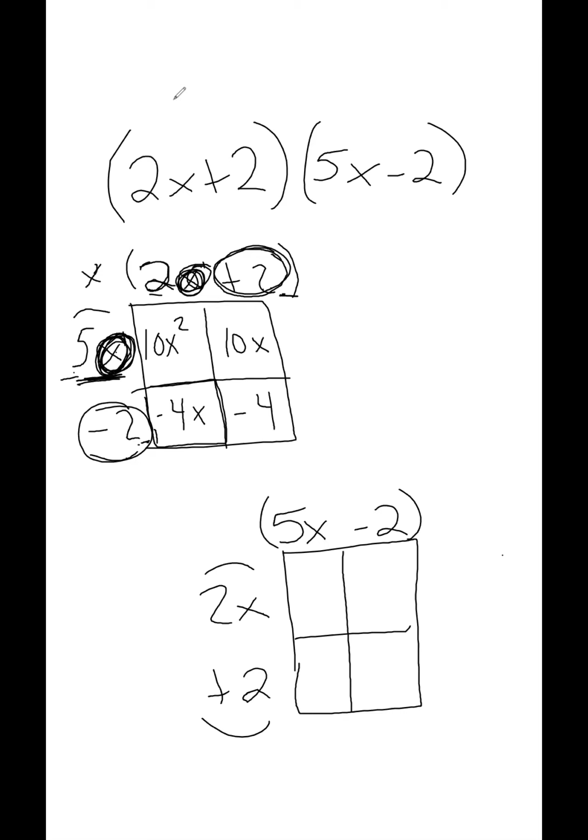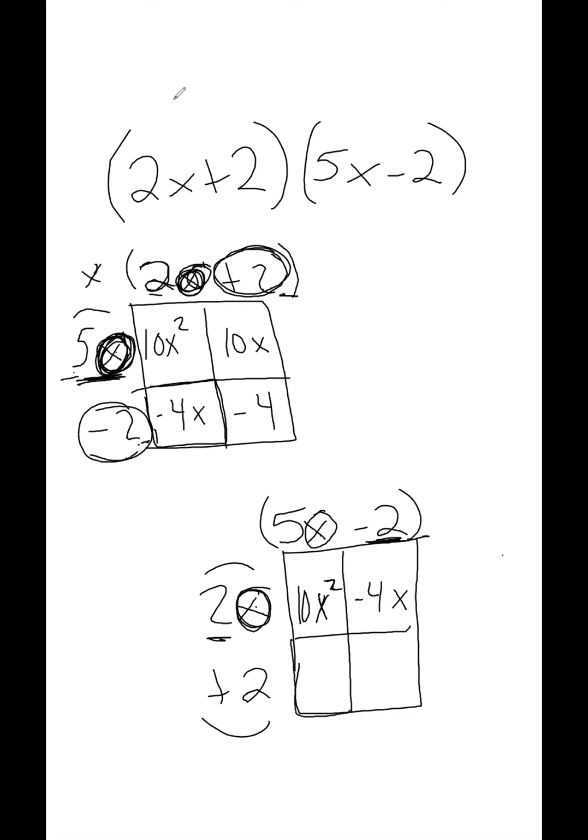All right, let me do this on the bottom. This is the same problem, except I switched which side of the box my numbers and letters in parentheses were on. And you'll find out that it still comes out to the same thing. 2 times 5 is 10. x times x is x squared, because I have an x here and I have an x here. So that's x squared. 2 times negative 2 is negative 4. And then I only have that x here, but not with the negative 2 up here. So it just gets 1x.